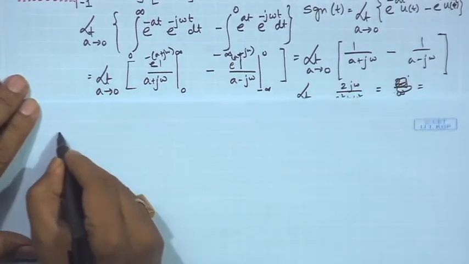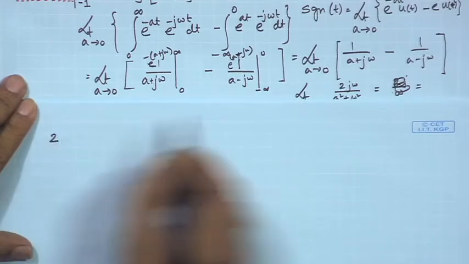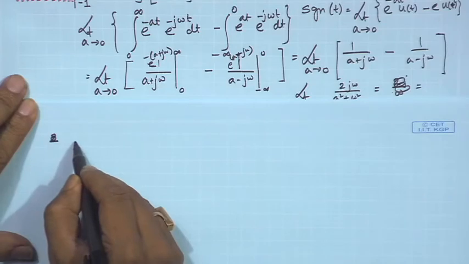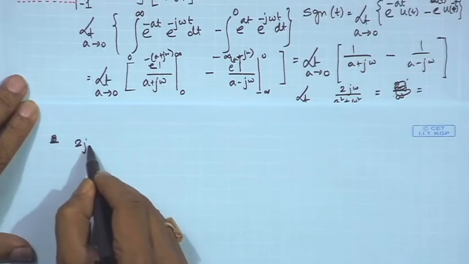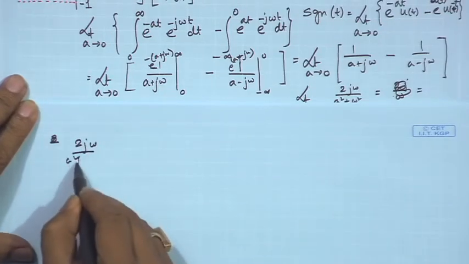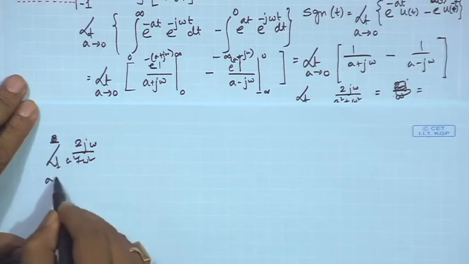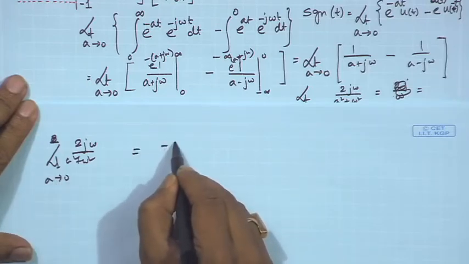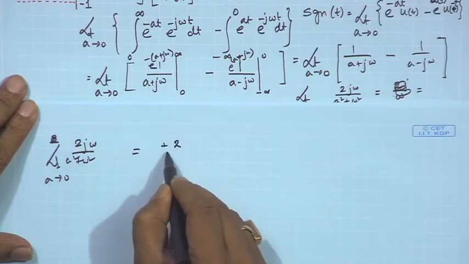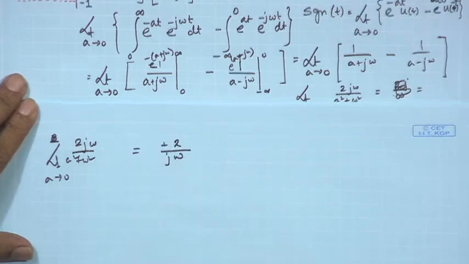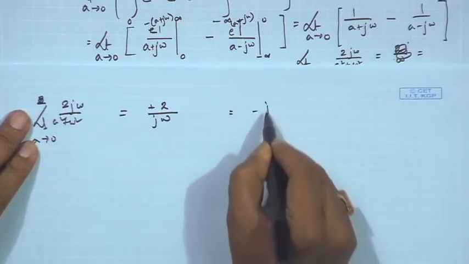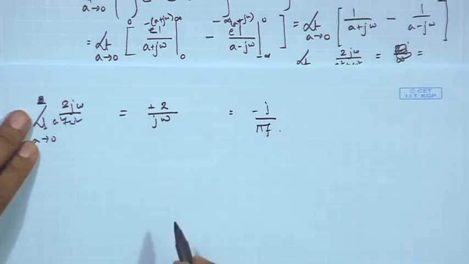You are going to get 2a and a will cancel out, 2j omega upon a squared plus omega squared, limit a tends to 0, and this will work out to be minus 2 upon j omega. And if you are doing it in real frequencies, you are going to get minus j by pi f.